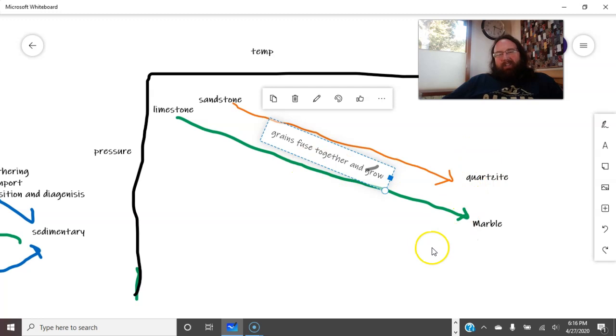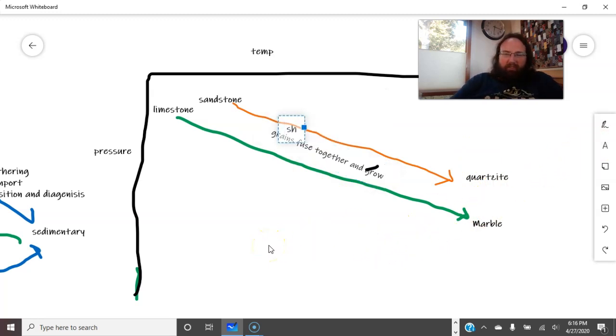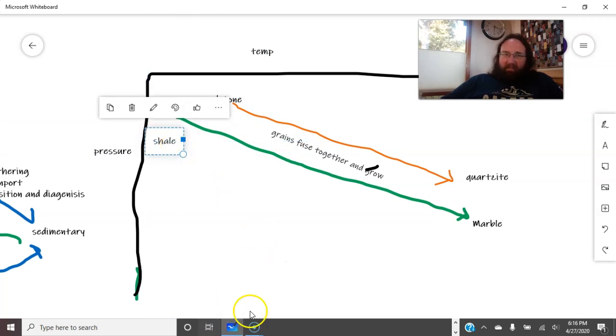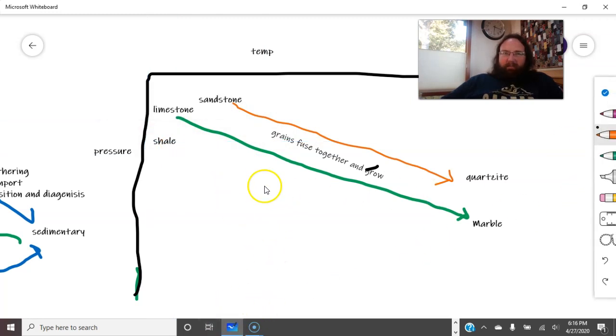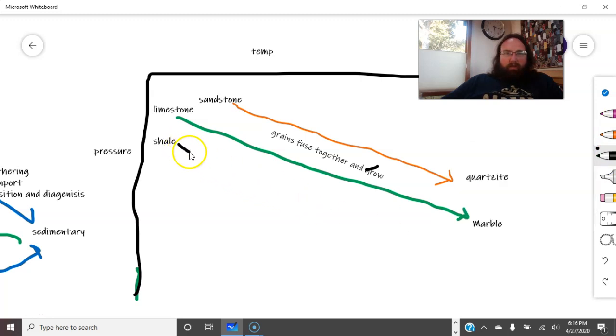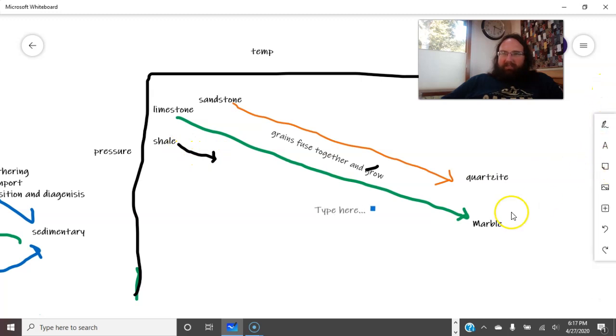Now, how about some other rocks that we look at? What happens if you start with a shale? Shales are kind of fun. So shales actually have a lot of interesting stuff happening to them. What will first happen is your clay minerals will start to fuse together, and you'll get a low-grade metamorphic rock called slate.